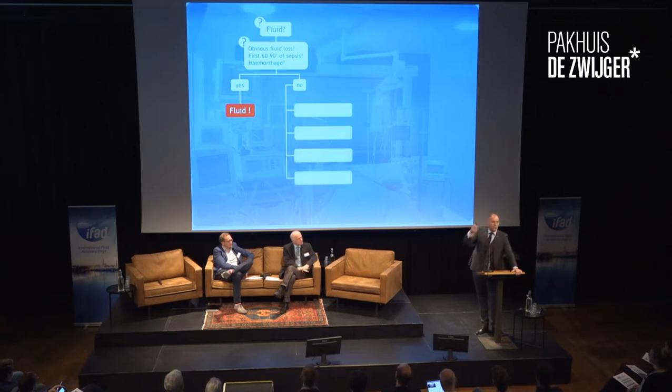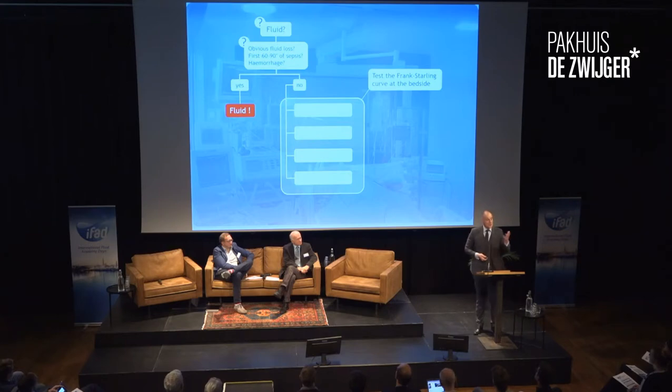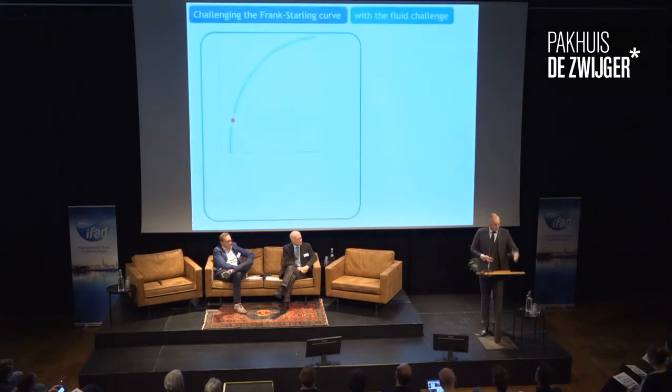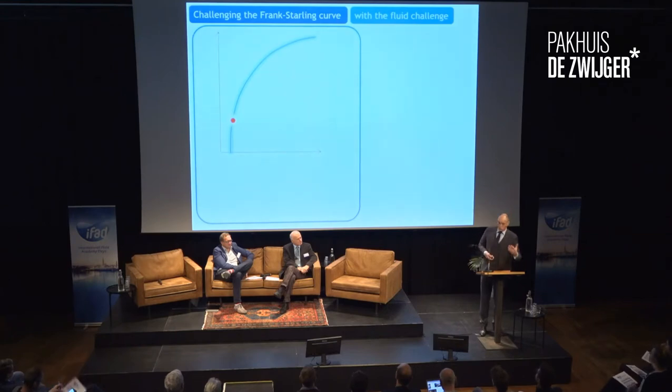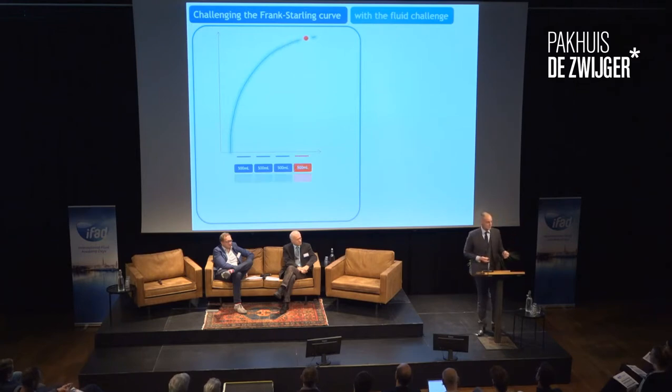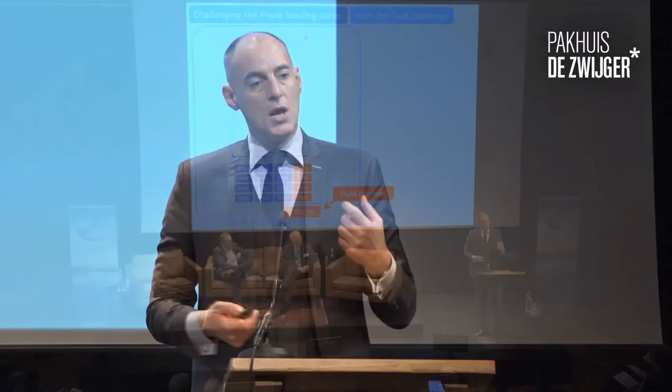I will show you 4 tests this afternoon in my next lecture. But all these tests, again, test the Frank Starling curve at the bedside. That's the principle. With the fluid challenge, the principle is that you give fluid, and if cardiac output increases, you give fluid again and again and again until the last bolus that does not increase cardiac output anymore, and you stop fluid administration. You test the Frank Starling curve at the bedside.